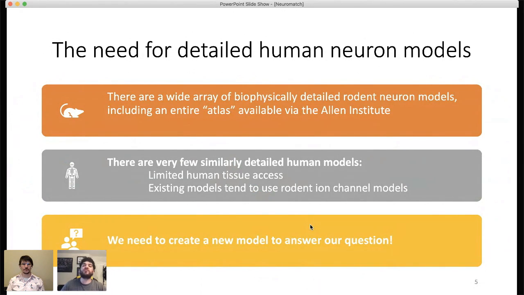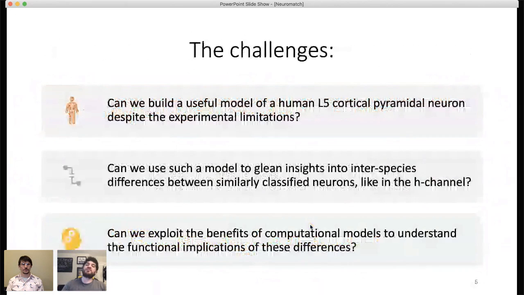So in particular, if you look at these human neuron models, the models for ion channels that are embedded within them tend to come from the rodent literature. And now if there's a difference between species, between humans and rodents in some dynamic that may be driven by a single ion channel, we need to start getting into the cellular level differences, and we need to expand our perspective there. So in general, we need to create a new model. So that gives us some challenges.